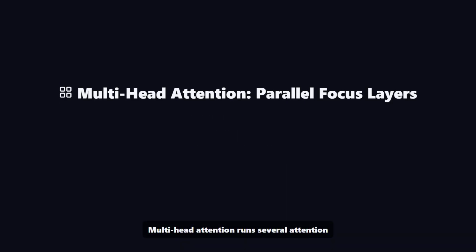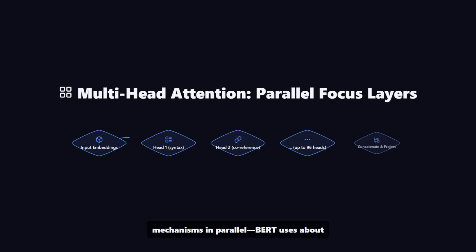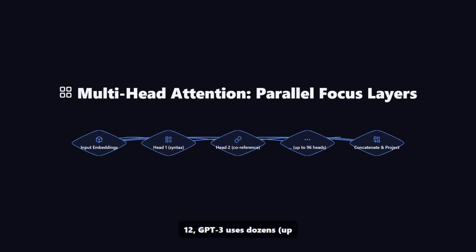Multi-head attention runs several attention mechanisms in parallel. BERT uses about 12, GPT-3 uses dozens, up to 96. Each head specializes. One catches syntax, another co-reference. The exam may ask, why multi-head? Because a single head can't capture all the diverse relationships in language.